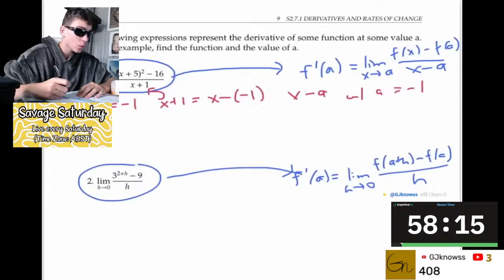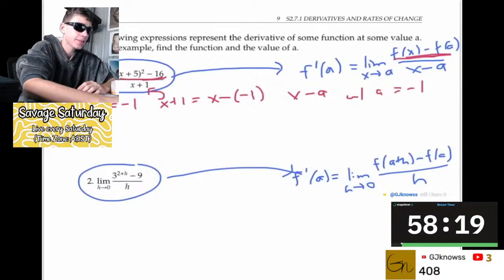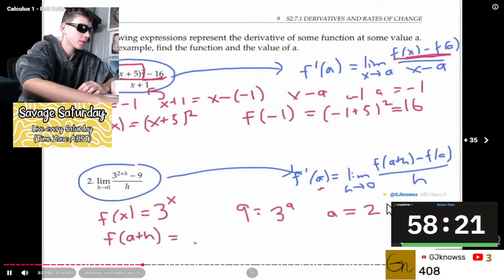Now we need to find f, and we need the numerator here to look like f of x minus f of a.